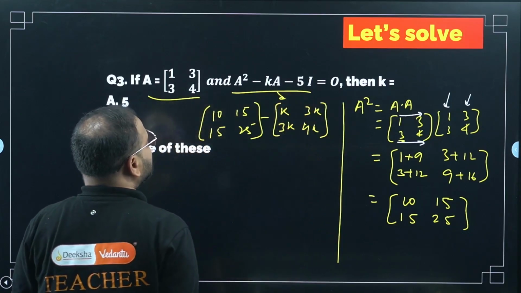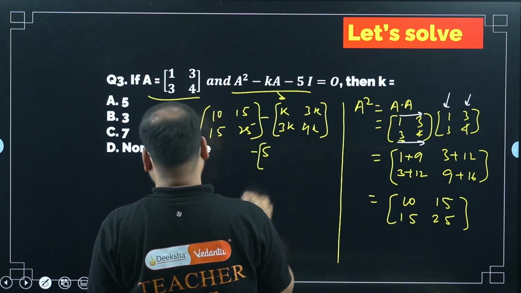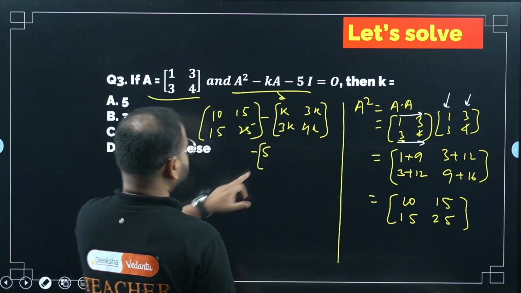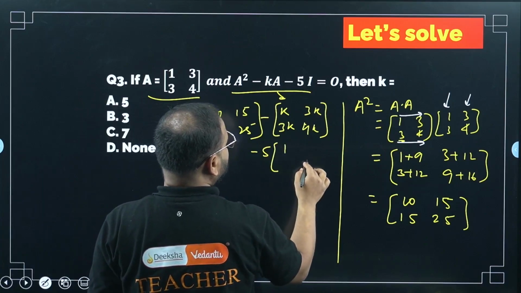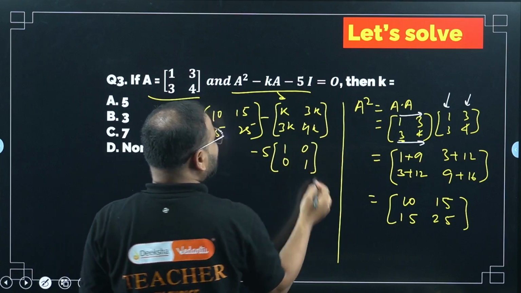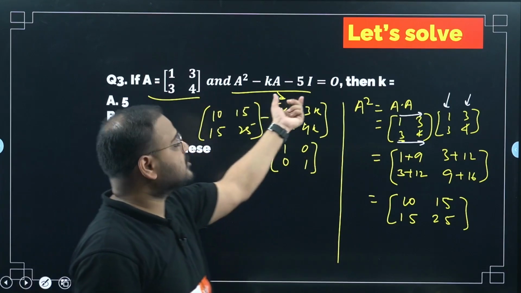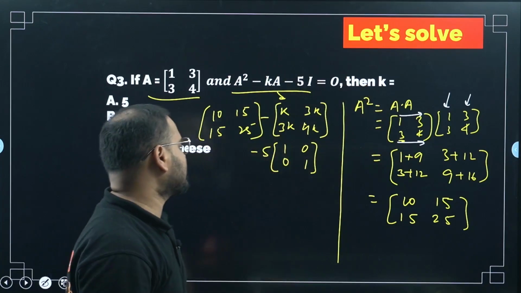Now what is next? Minus 5I. So 5I means what? Let me write one step extra without missing anything. So I will look like this. Same order we have to take. So 0, 0. Why same order, sir? Because we are doing subtraction now. So the order of the matrix has to be the same all the time. So I has to be 2 cross 2 only.